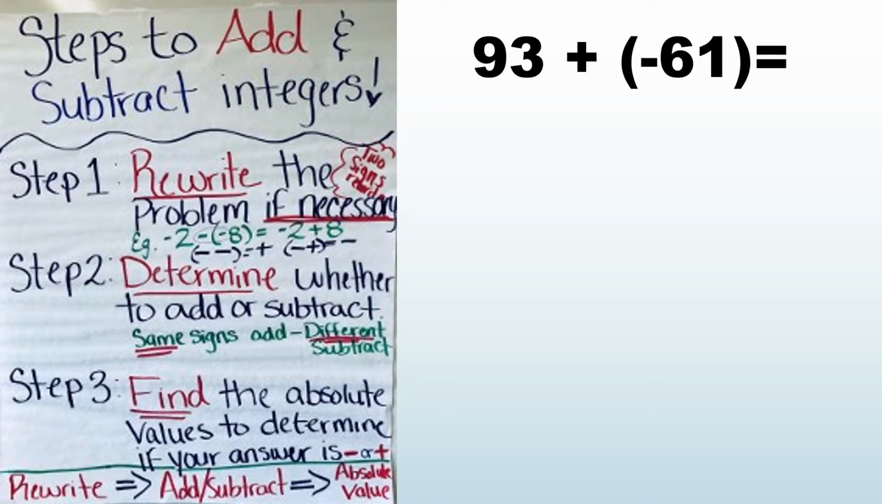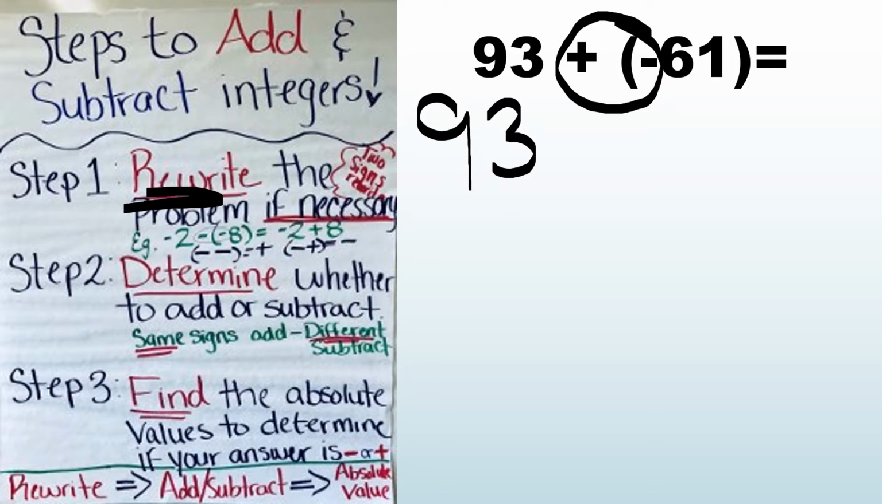All right, so the first step says to rewrite the problem only if necessary. I see that there's two signs, so I need to rewrite it. I don't like when I have two signs because it looks very confusing. So I'm going to rewrite 93, and I know if I ever have a positive and negative, it turns into one sign, just a negative, minus 61.